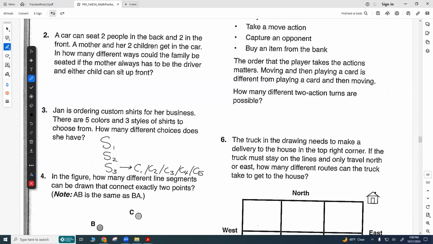So multiplying is what we're gonna do because the more we have to create our combinations, it's just gonna get more and more complex. So yes, 15 there.